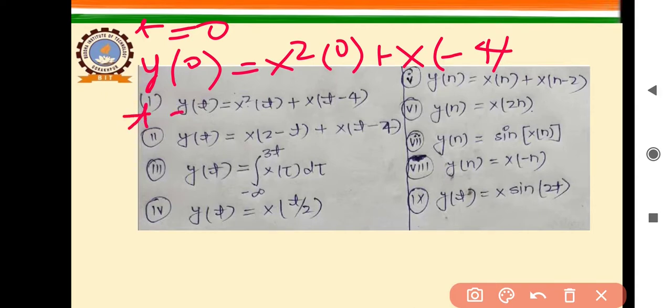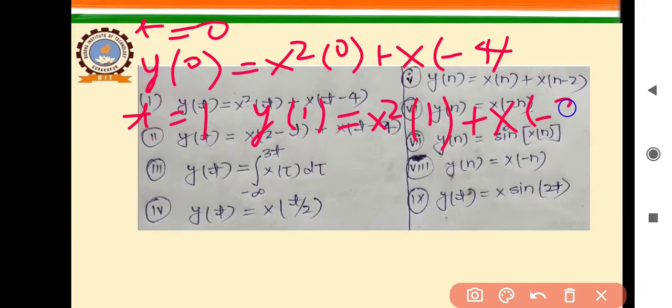Next, take t equal to any positive value, t equal to 1. In that case, y of 1 will be equal to x squared of 1 plus x of minus 3. Minus 3 is the previous value for y of 1, and x squared of 1 is the present value for y of 1. It means that the output does not depend on the future value of the input at time instant t equal to 1.